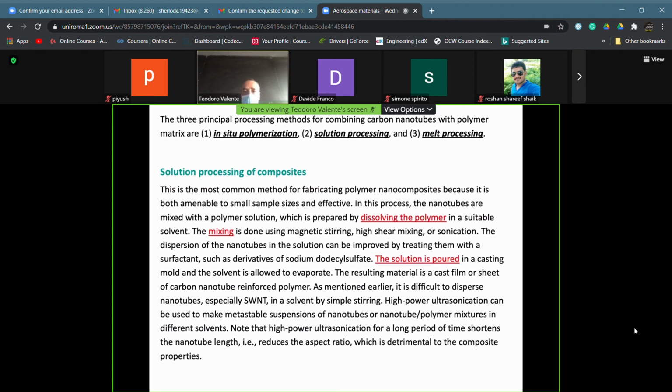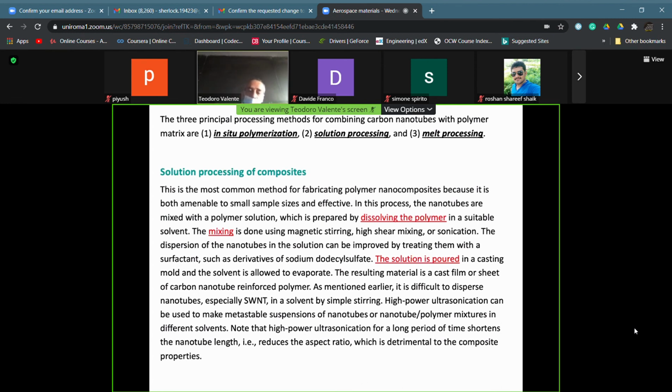What is solution processing? Solution processing essentially is a process in which nanoparticles or nanotubes, like it is written in these slides, are mixed with a polymer solution. The solution, chemically speaking, is prepared by dissolving the base polymer, by base I mean the matrix polymer, into a suitable solvent. Then, by using magnetic stirring or high shear stirring or sonication, the dispersion of the nanophase inside this solution is achieved. And then the solution is poured into a casting mold to allow, by temperature, the solvent to evaporate.